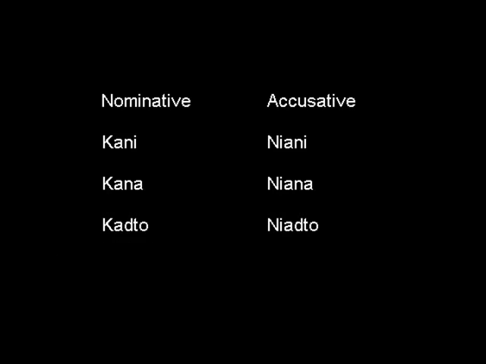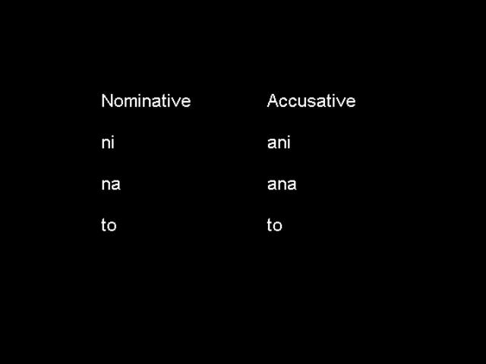Now, let's add the particle forms to that chart since these demonstrative pronouns and adjectives also have particle forms. So kani in the nominative case becomes ni. Kana is na. And although not used as frequently, kadto becomes to. In the accusative form, ni ani becomes ani. Ni ana becomes ana. And again, not as frequently used, but ni adto becomes to.